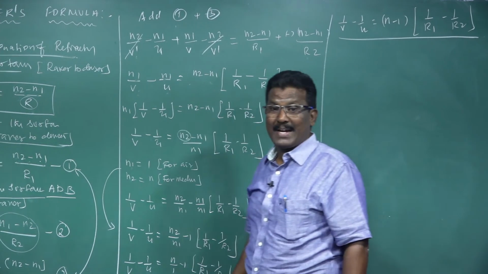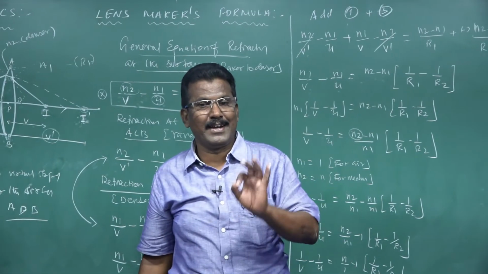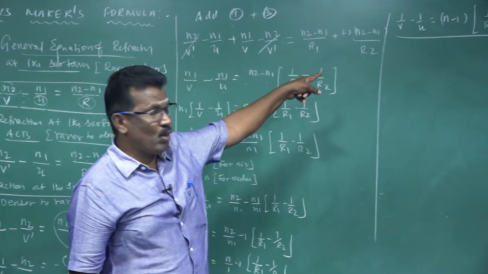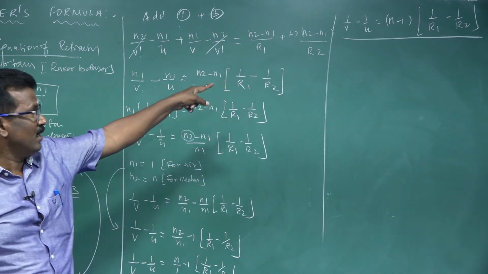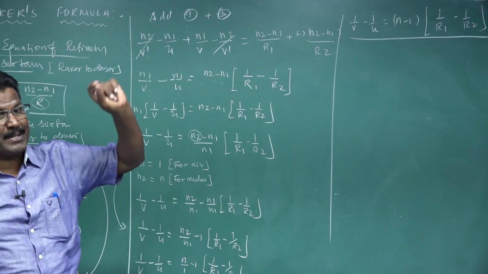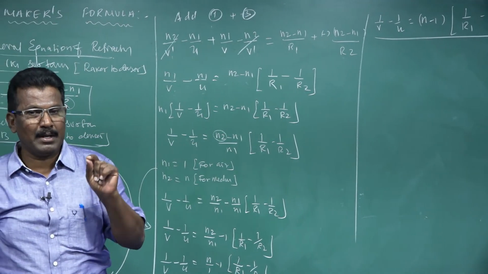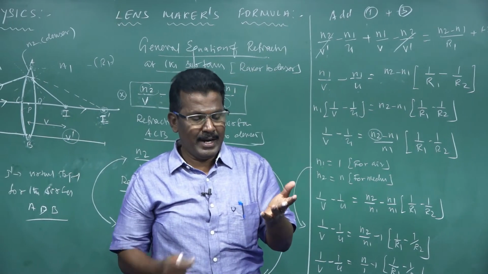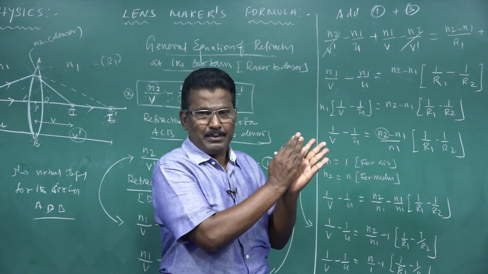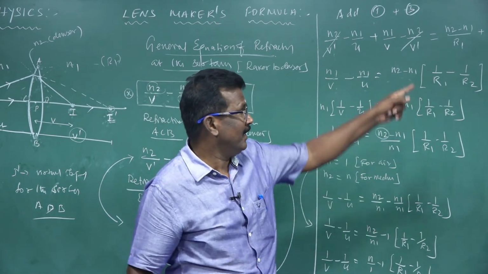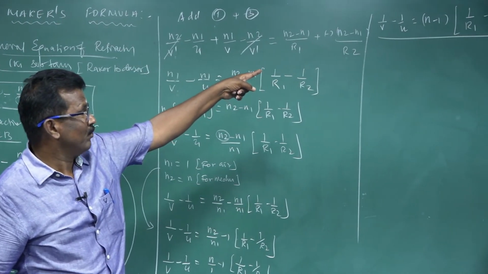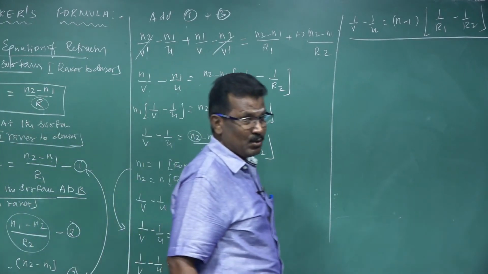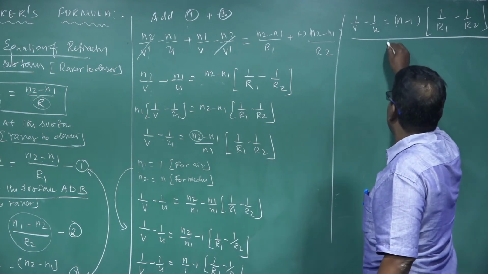This is the lens maker formula. Before manufacturing any lens, the maker should consider this equation: 1 by v minus 1 by u is equal to (n minus 1) times (1 by r1 minus 1 by r2). n represents the medium. In which medium the maker constructs the lens, the radius of curvature must have a certain value. So the maker should consider r1 and r2 using this formula. This is the lens maker formula.